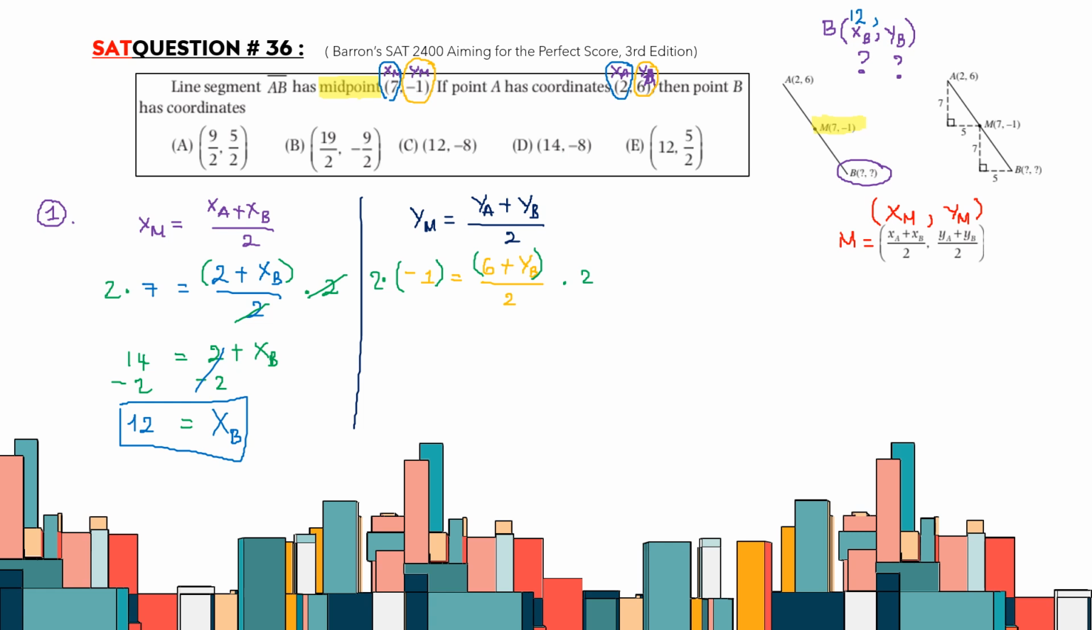Okay, so that 2 is cancelled. On the left side we have 2 times negative 1, which is negative 2, equals 6 plus y sub B. Now we subtract 6 from both sides. That is gone. We have negative 8, and here is y sub B. So right here is negative 8. So C is the right answer.